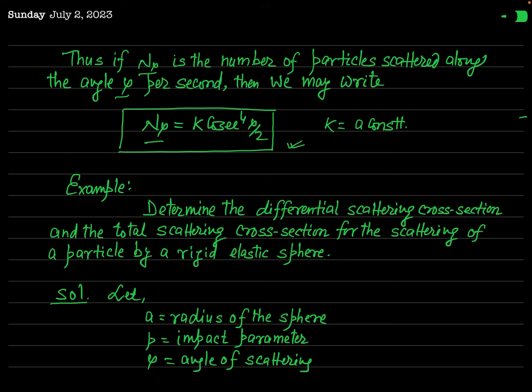So if the expressions for the angle of scattering, the impact parameter, and the differential scattering cross section, which we have learnt in the first and second video, are in your mind, then you can easily find the expression for the differential scattering cross section. And on what factors it depends, you can find from that result.